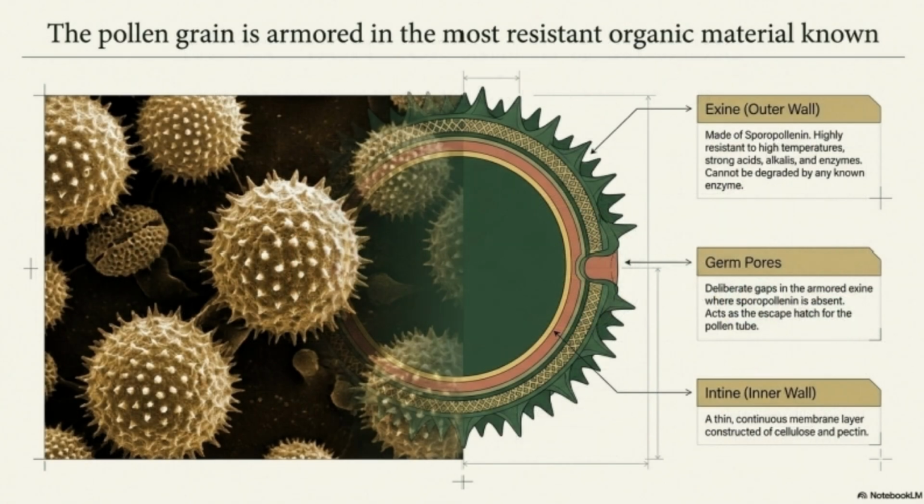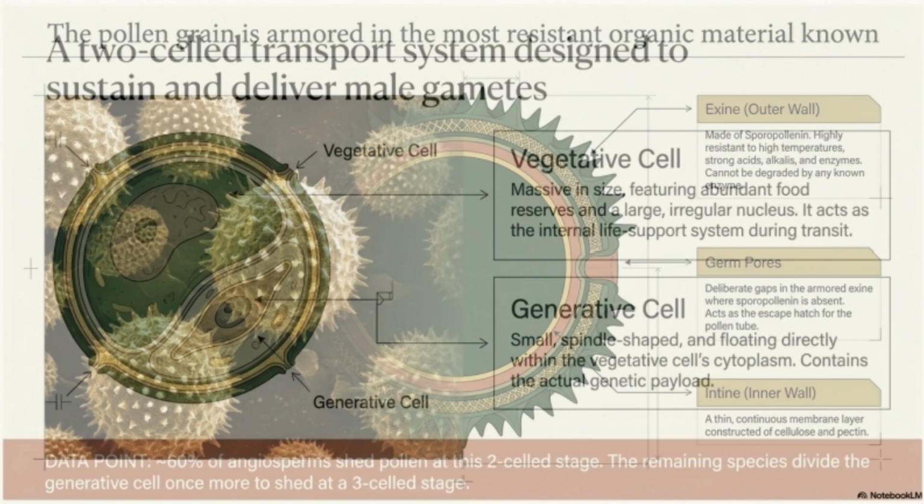Now, look at this mature pollen grain. It is essentially an armored capsule. The outer wall, or exine, is made of sporopollenin, the most resistant organic material known to science. It can withstand high temperatures, strong acids, and cannot be degraded by any known enzyme. But how does the plant get inside this armor? Through germ pores, deliberate gaps where sporopollenin is absent, acting as an escape hatch for the pollen tube. Beneath the exine is the intine, a smooth, continuous inner membrane made of simple cellulose and pectin.